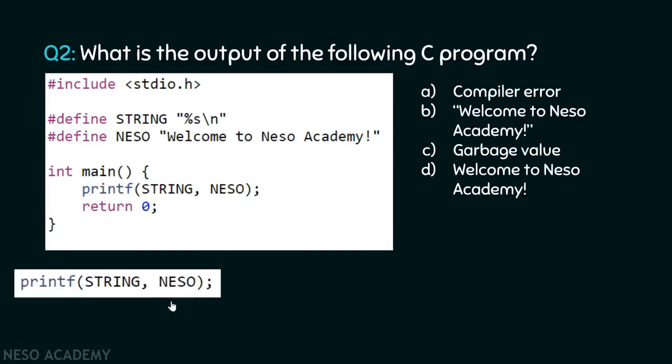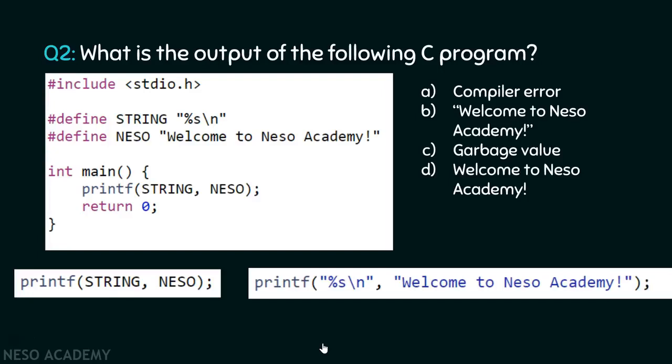This is our printf function which we can see over here. Can you spot the difference between this printf function and this printf function? As we know, this macro is replaced by this value which is a string %s\n with double quotes also. Therefore, this macro is going to get replaced by this string over here. And this macro is replaced by welcome to Neso Academy exclamation mark with double quotes. So there is no difference between these two printf functions. The preprocessor does its job and replaces those macros. After replacement of macros, this is our printf function.